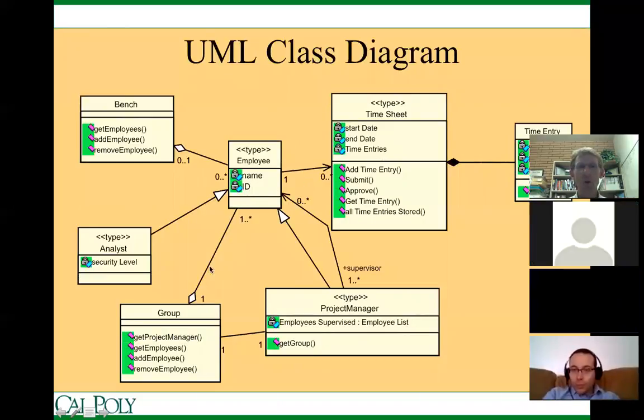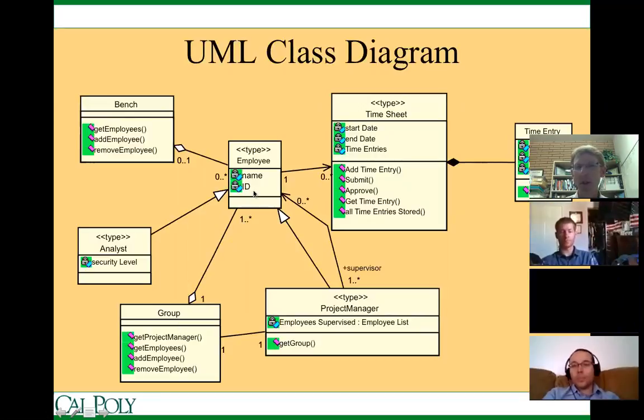Here, 1 or more employees can be in a single group, or one group has 1 or more employees. And so a group shouldn't exist if it doesn't have any employees in it, is what that would indicate. So that's what we call the multiplicity there. And then I mentioned the visibility on these things, which we replaced with pluses and minuses and so on.